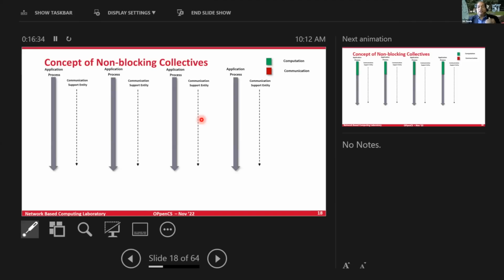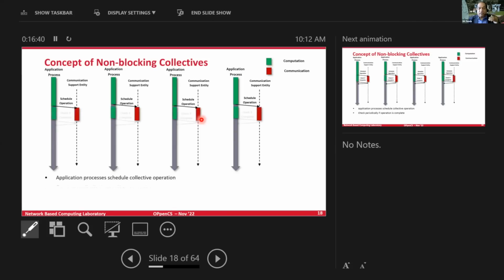This is where non-blocking collectives were introduced. Now you can do some computation, followed by some communication. But while this communication is happening, as you can see, you can continue to do the computation. That is the whole idea. I initiate the non-blocking all-to-all, and while it is going on, I can do computation based on the previous data from the previous iterations.